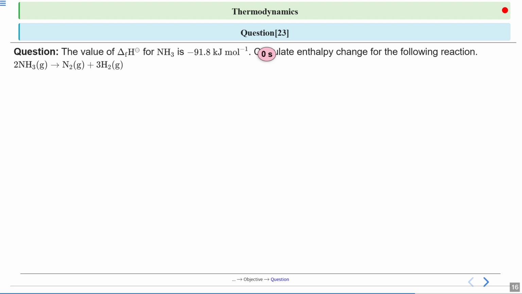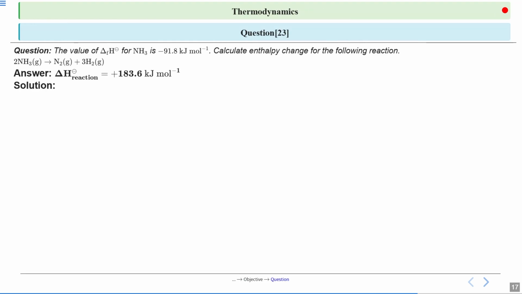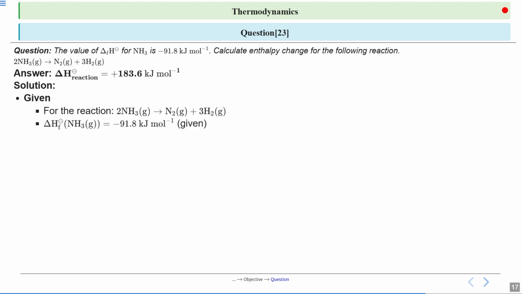Okay, your time is up. The correct answer will be plus 183.6 kilojoule per mole. How will we solve it? What are the given things? We are given the reaction, which is the dissociation of ammonia. Then for this reaction, a corresponding enthalpy is given, which is the enthalpy of formation for ammonia, and it is given as minus 91.8 kilojoule per mole.